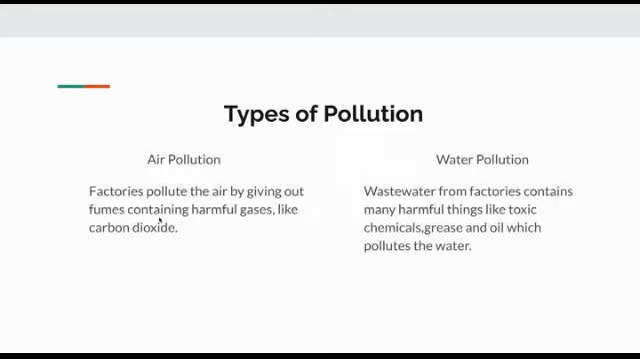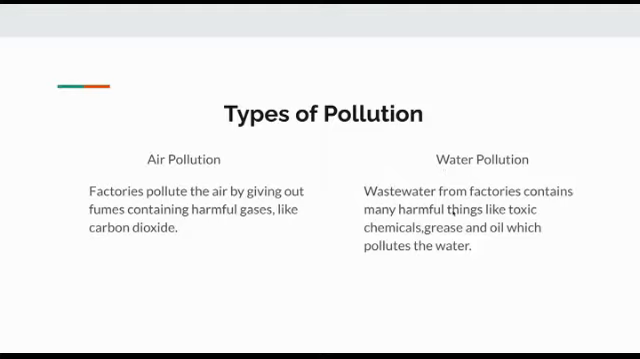Industries send out carbon dioxide, but we need oxygen. We already studied that the percentage of carbon dioxide in the atmosphere is very small, and we need more oxygen. But because of industrial pollution, the factories are sending out carbon dioxide, so automatically the air will be polluted. That is air pollution.